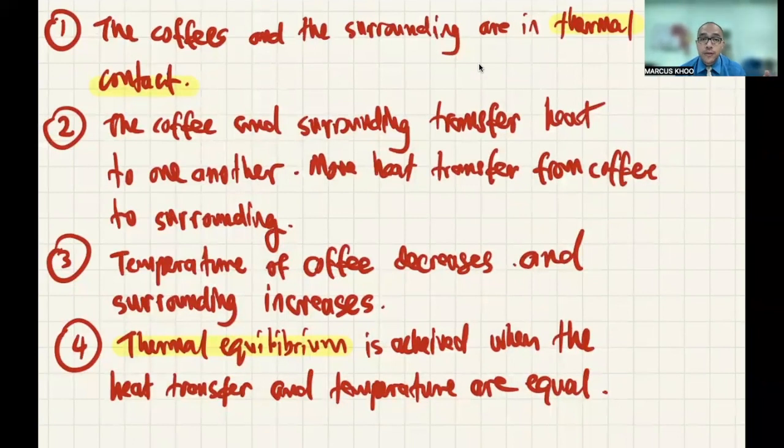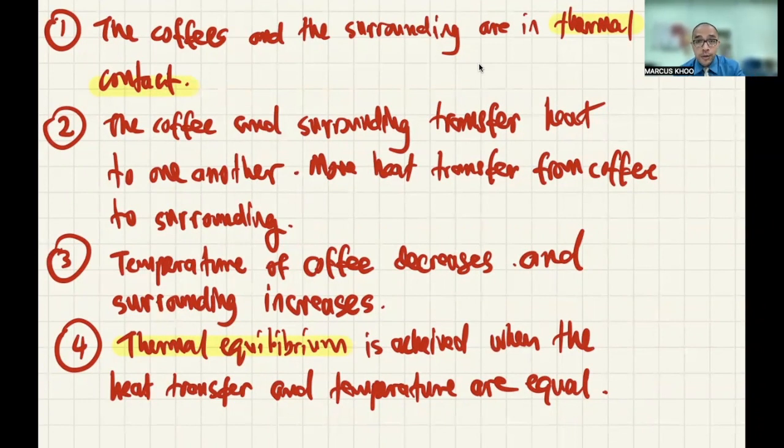As mentioned in the previous question, the coffee and the surrounding transfer heat to one another, but more heat is transferred from the coffee to the surrounding. Then the temperature of the coffee decreases and the surrounding increases until thermal equilibrium is achieved, when the heat transfer and the temperature are equal. And that's how the coffee becomes the same temperature as the surroundings.